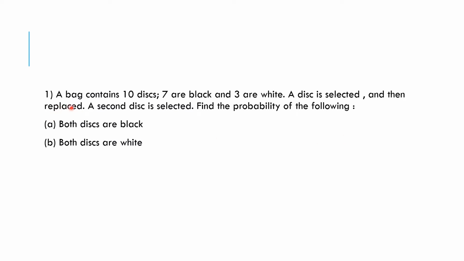Okay, let's have a look at this question. A bag contains 10 discs. 7 are black and 3 are white. A disc is selected and then replaced. A second disc is selected. Find the probability of the following: that both the discs are black, and then both the discs are white.